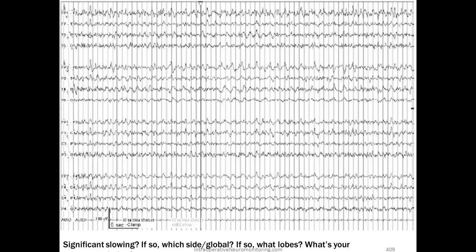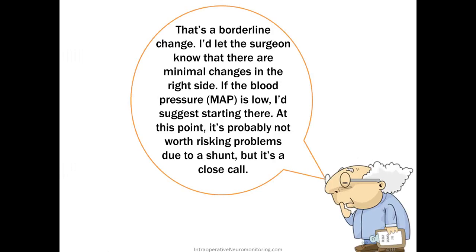So if we're looking at the very left side, we see the activity here. We look for the right side over here. We can see that there is some slowing, and it's greater on one side versus the next, and it's greater in the lobe. So that's a borderline change. I'd let the surgeon know that there are minimal changes in the right side. If the blood pressure or mean arterial pressure is low, I suggest starting there. At this point, it's probably not worth risking problems due to a shunt, but it's a close call.